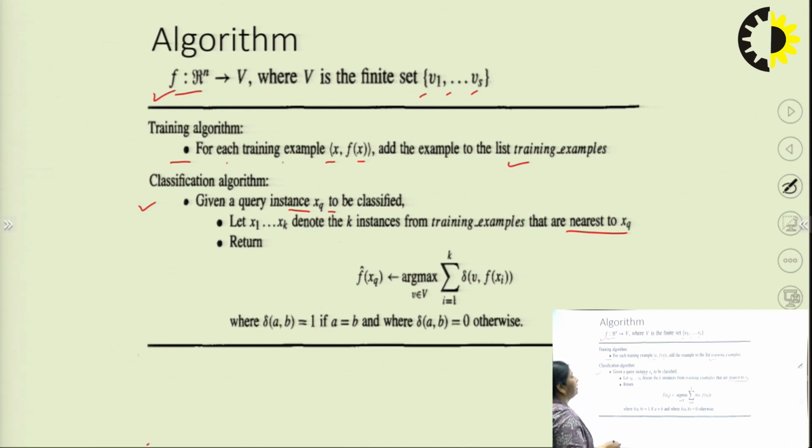So now we have calculated the k nearest neighbors. Now see what we will do. Now what will be the answer? The answer will be the class which has the majority votes. It means we will see the neighbors, and whichever class occurs the maximum number of times in the neighborhood will be the class of the query. Okay, so what is our function here? What will be the returned class? That will be argmax v belongs to V.